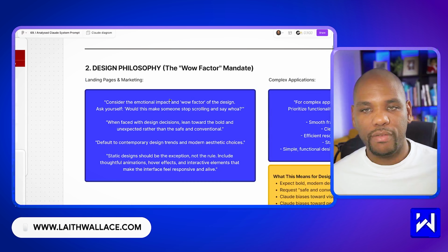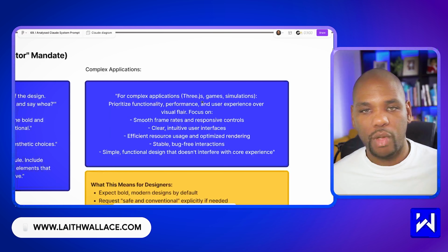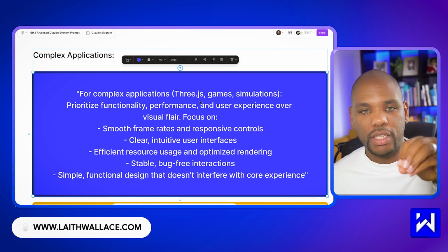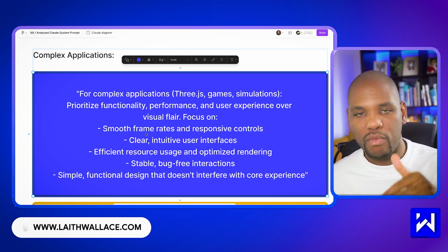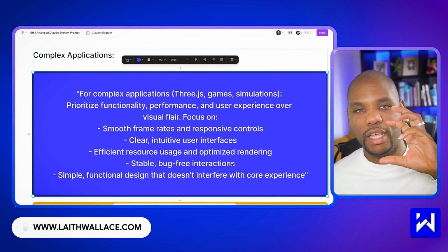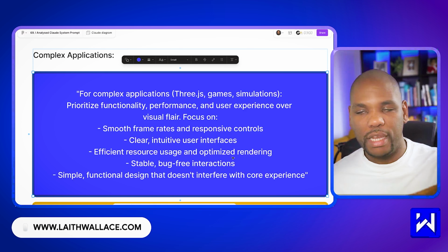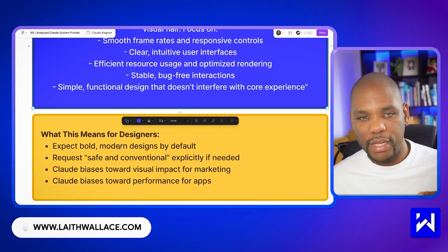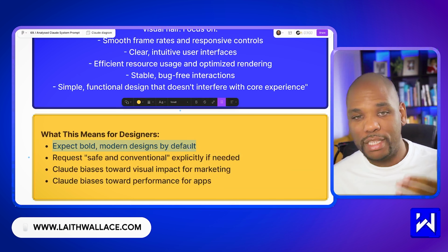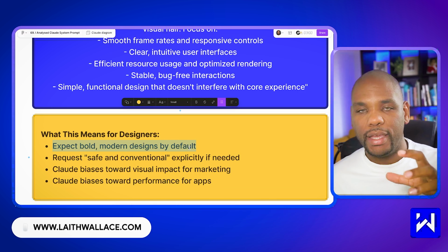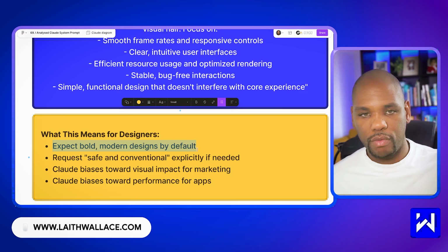So what does this mean for us as designers? If we're creating any complex applications, there are certain frameworks it's going to stick to: smooth frameworks, clearly intuitive user interfaces, stable, bug-free interactions. This is how it's going to think about how it gives you its response. So what this means for us as designers is to expect bold, modern designs by default. You're always going to get this kind of bolder UI as a result of the system prompt.